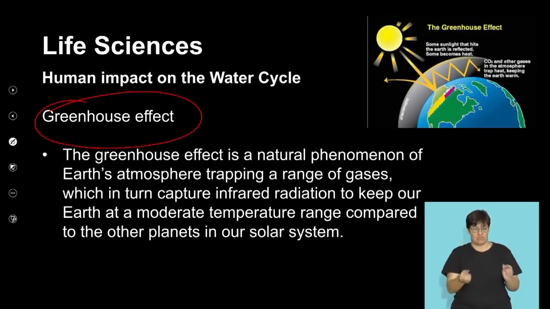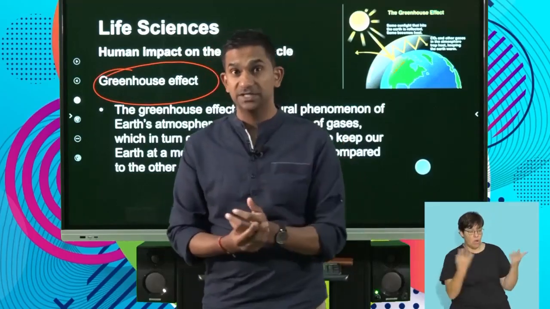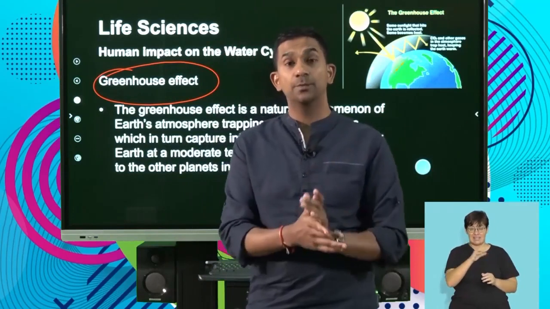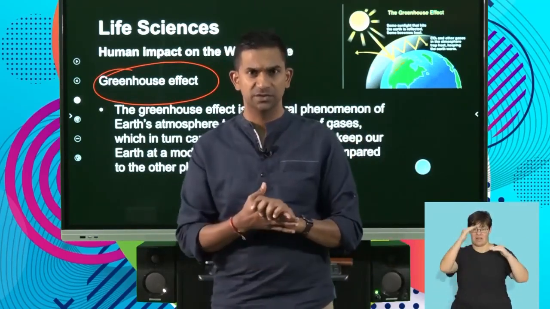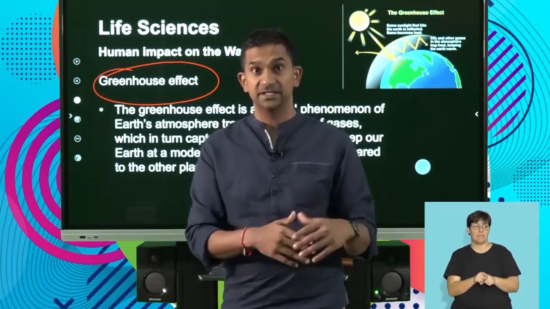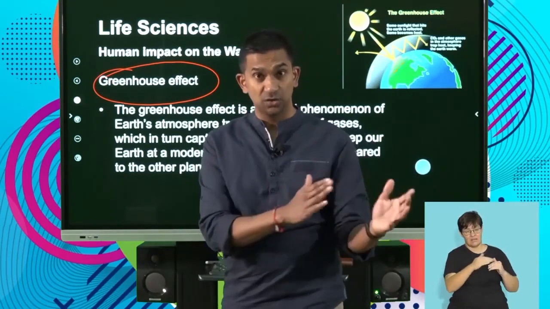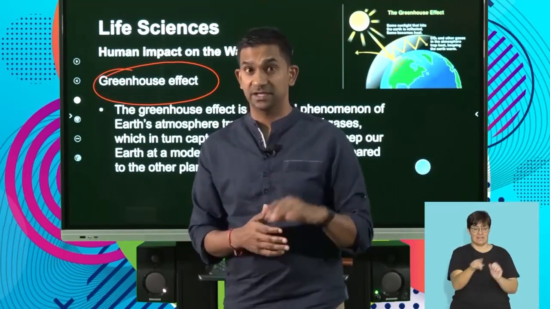The greenhouse effect is also a natural phenomenon. And so if we look at the water cycle, due to increasing global temperatures, we find that lots of our polar ice caps are melting, and that is contributing to an increase in the water levels. And this in turn affects factors such as the shoreline and other areas that are low-lying.